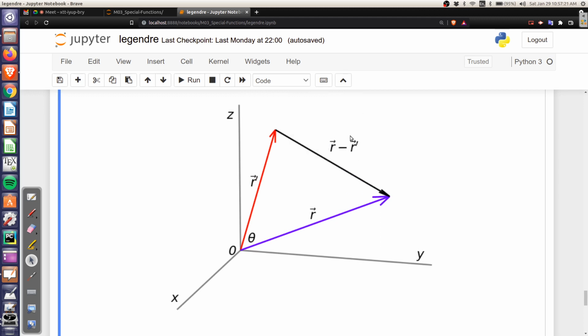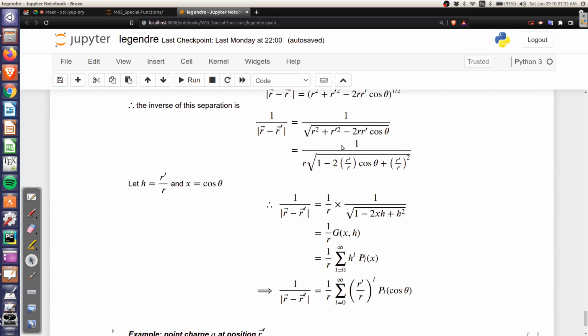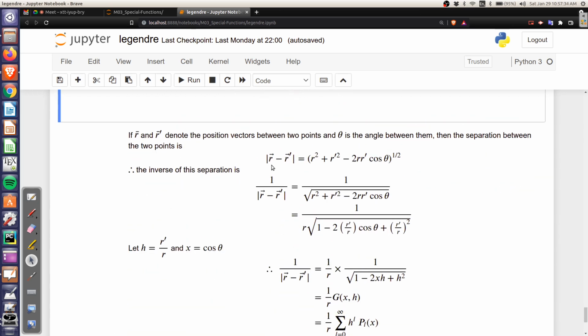How do you find distance? All I need to do is just find out the separation vector and take its modulus, because modulus of a vector is nothing but the distance, right? So all I need to do is just take the modulus of r minus r prime. So this is what I'm trying to find out, modulus of r minus r prime. So modulus of r minus r prime is basically this.